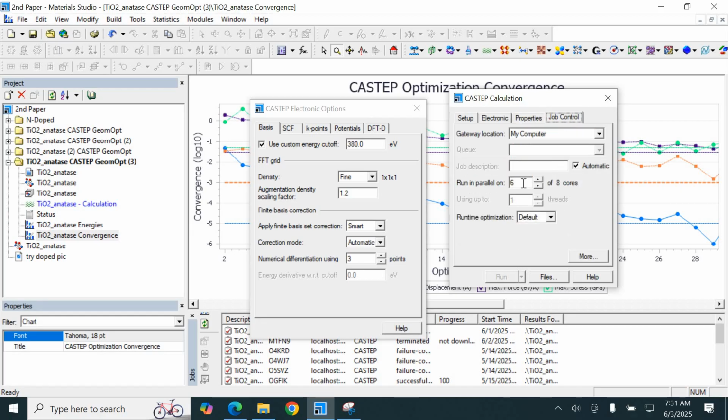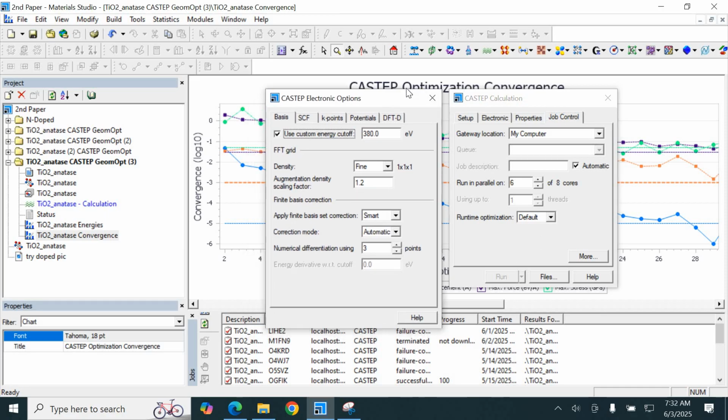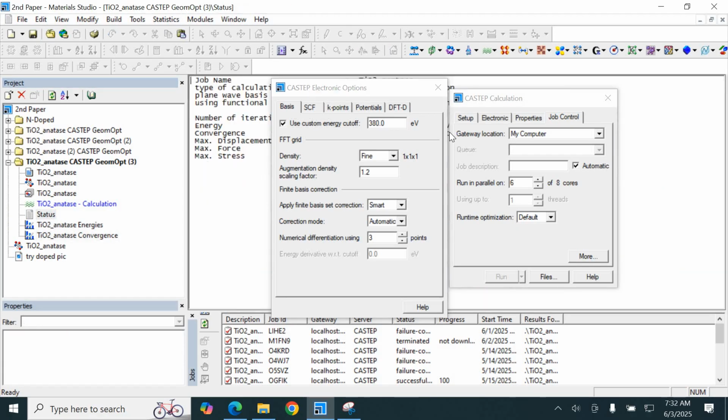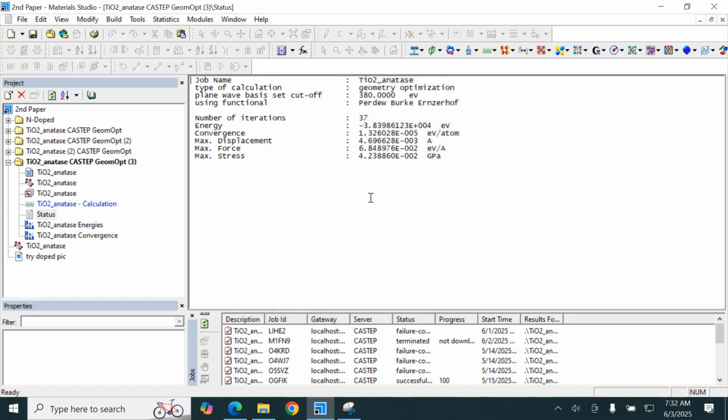Regarding the job control section, I apply 6 cores because I'm using this PC for some other purposes, for some other jobs. So sometimes I use Google, sometimes I use other things. So that's why I use 6 cores in parallel. Okay. So based on these calculation steps, I got these results. Maybe it will take about 2-3 more hours for the system to reach the ground state. So I will share the results accordingly.